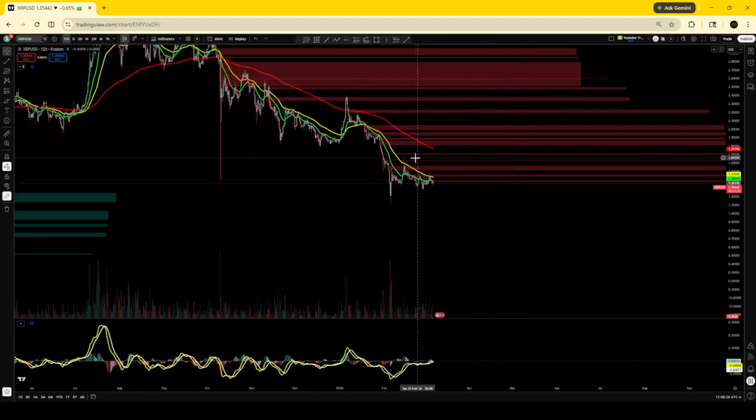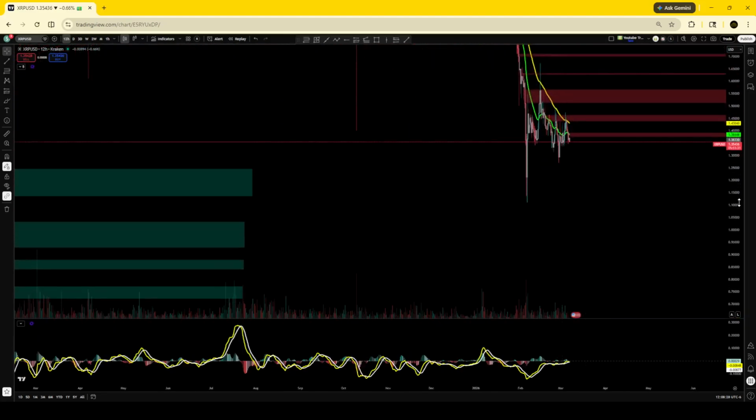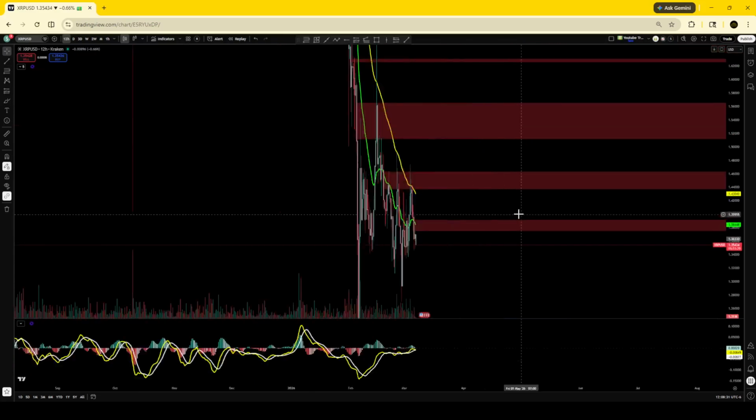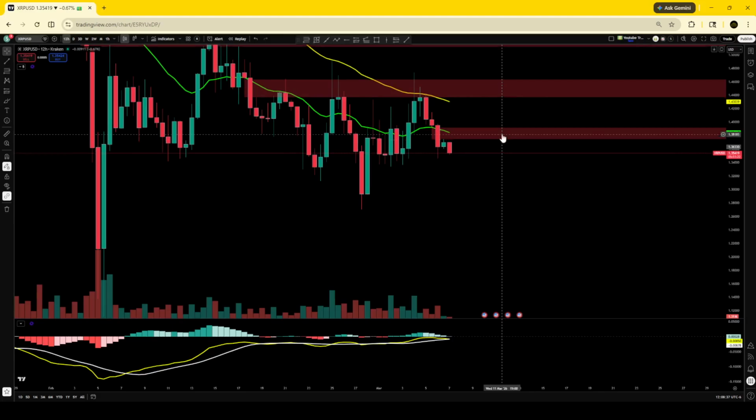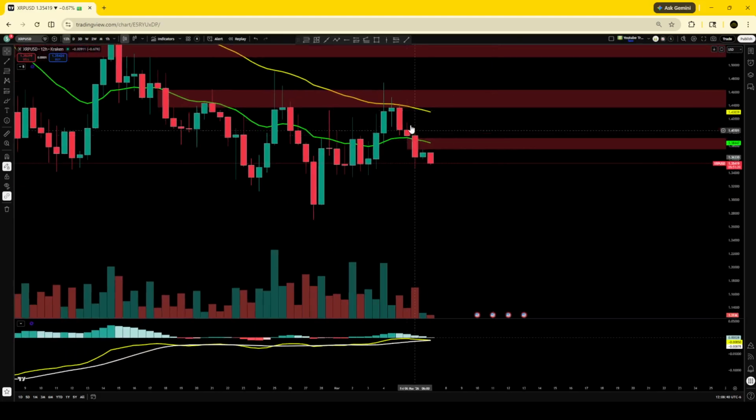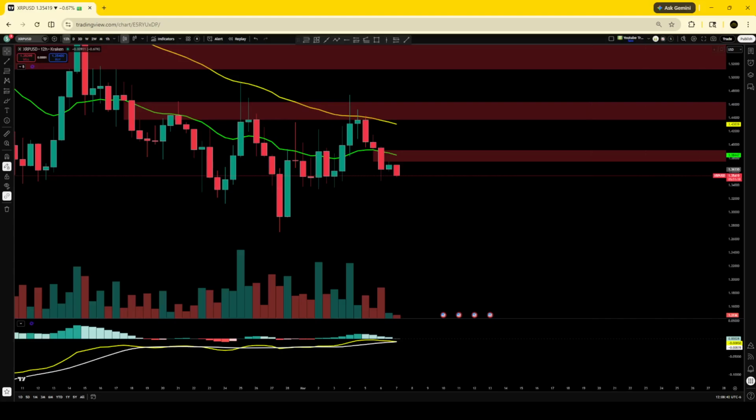All right, so let's zoom in a little bit so you guys can actually see the candles. And yes, this is a 12-hour chart. Let's get back to it.